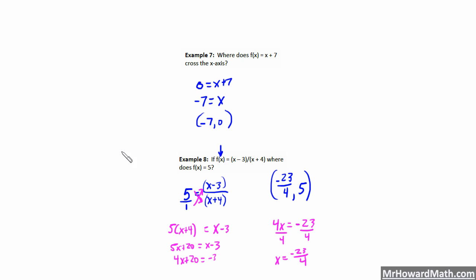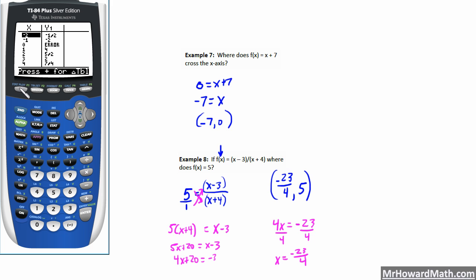Okay, so let's use our calculator for that real quick. So let's go to y equals. We already have it set up for numerator and denominator here, so that makes it pretty easy. We have the quantity x minus 3 as our numerator, and our denominator would be x plus 4. So if we graph this, we have the graph here, and we're asked for when does f of x equal 5. So when is y equal to 5?